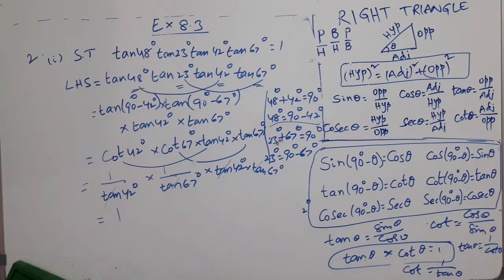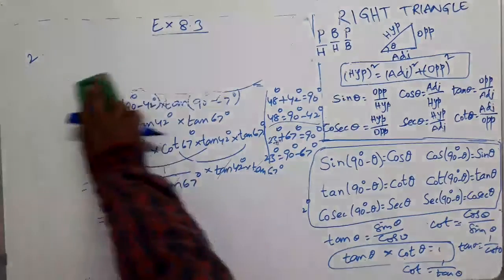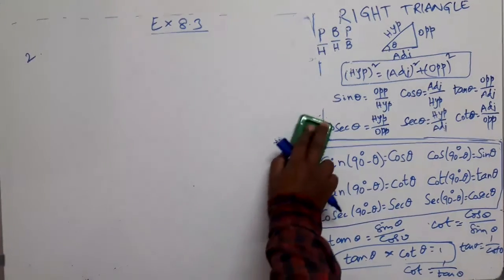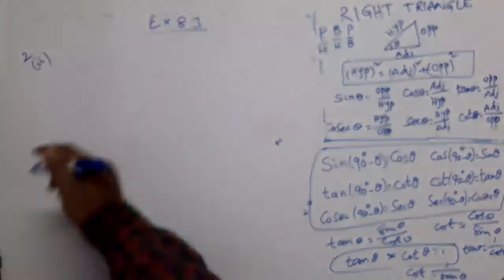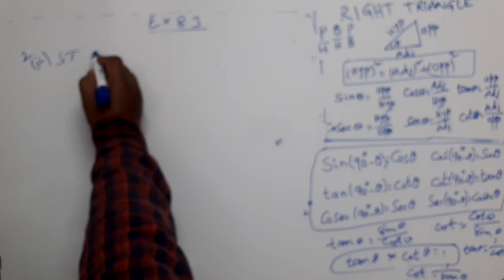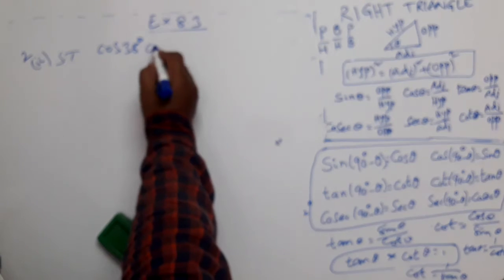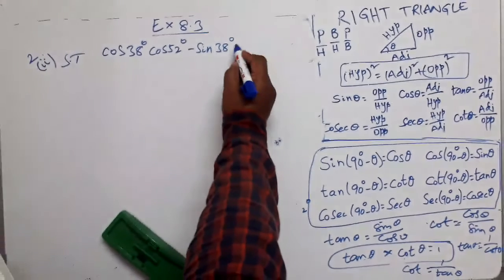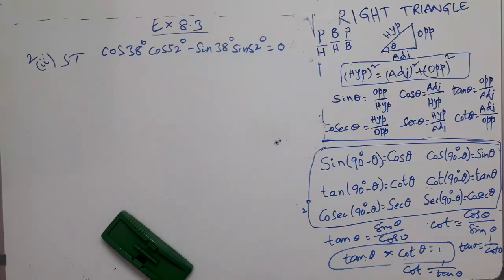Next, second part. Second part of question number 2. Show that cos 38 degrees multiplied by cos 52 degrees minus sin 38 degrees multiplied by sin 52 degrees is equal to 0. That is the question given.